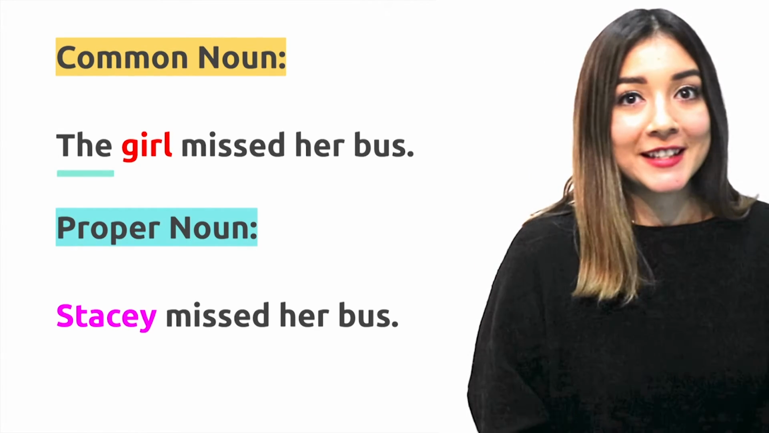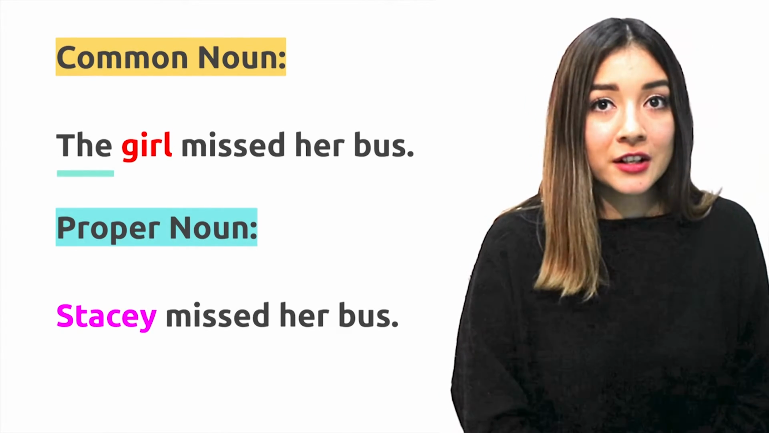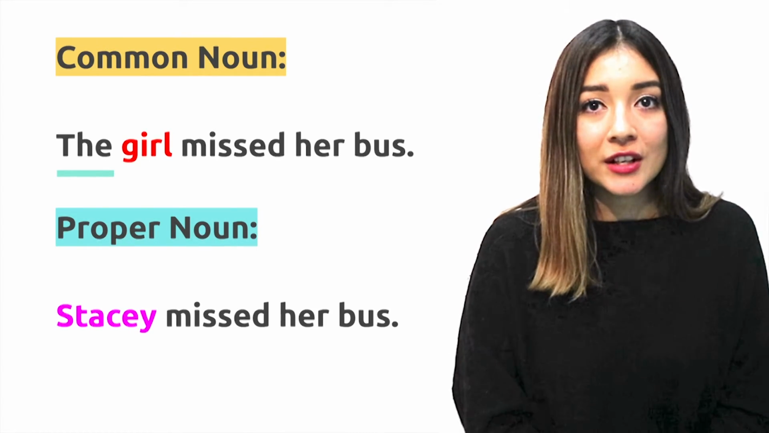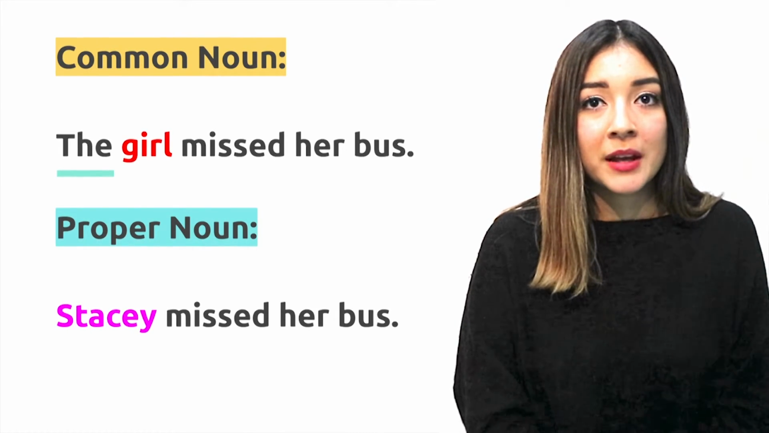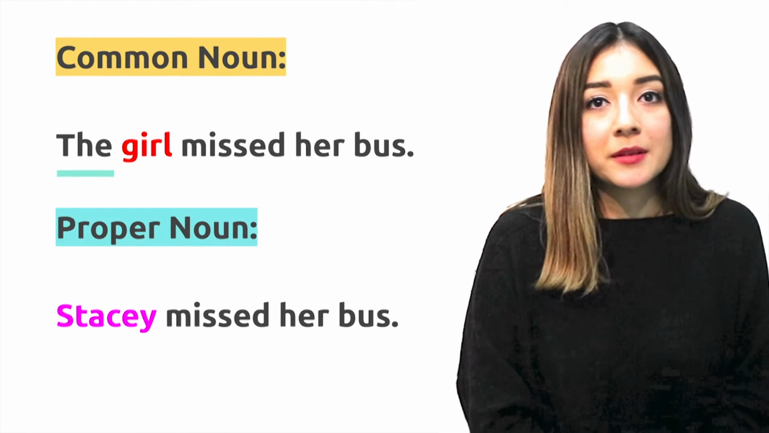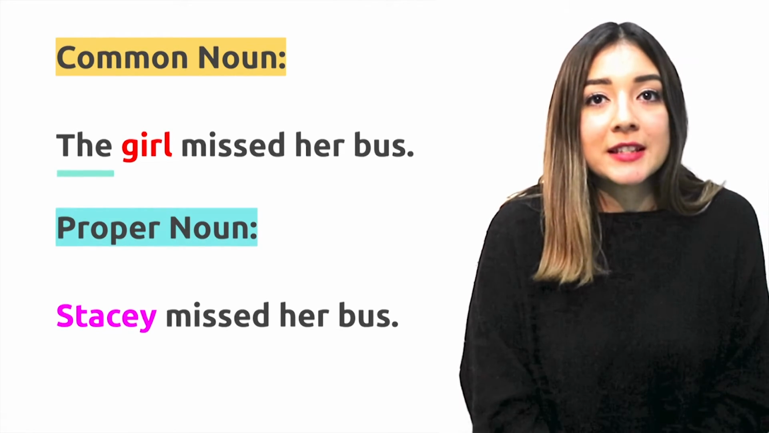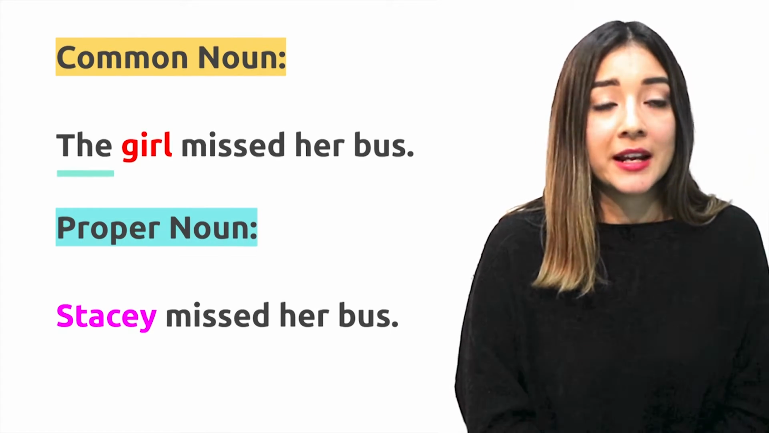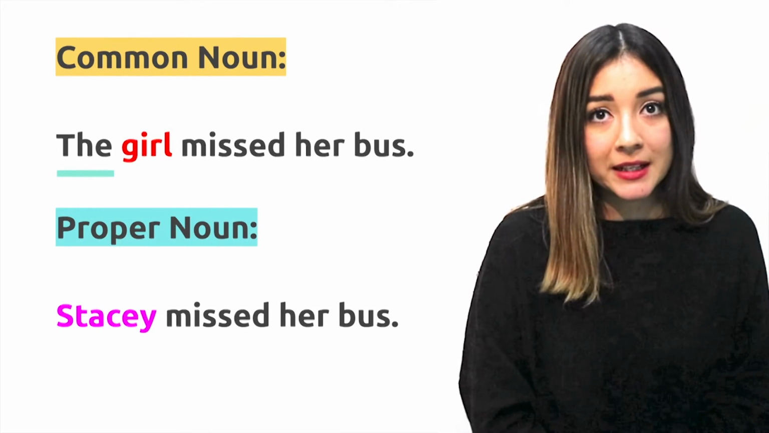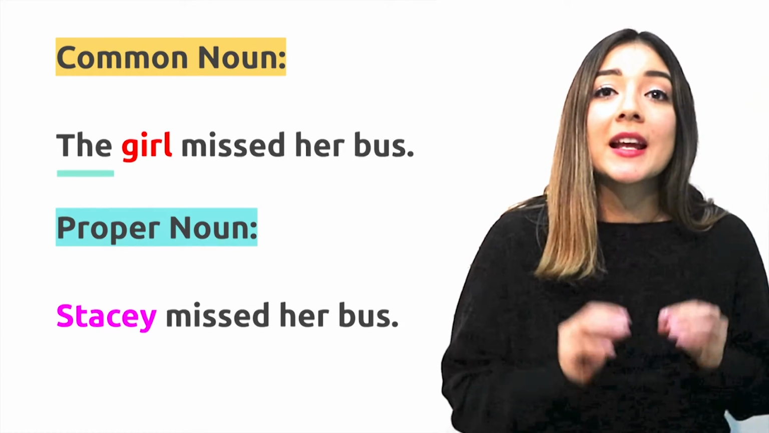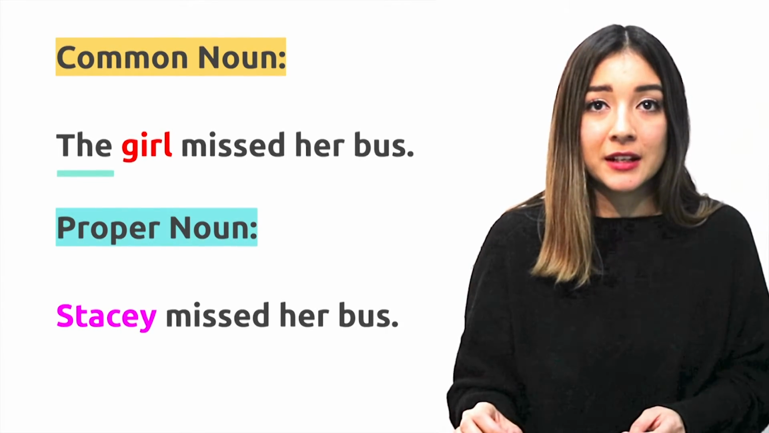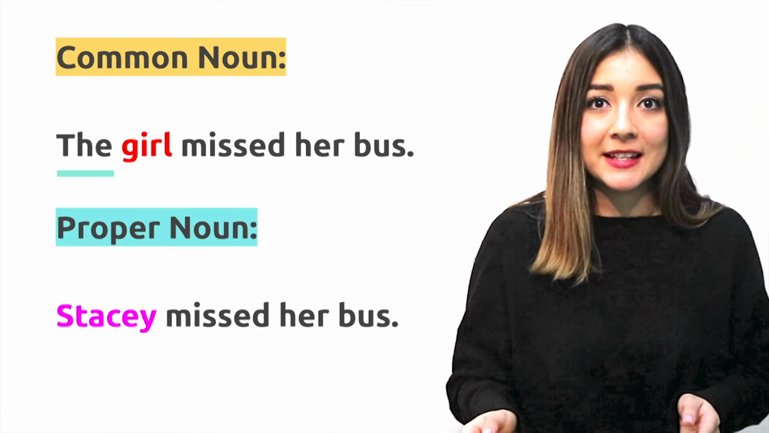Let's look at our first sentence. The girl missed her bus. In this sentence, girl is a general term. We're not naming anyone in particular, we're just stating that it is a girl. Whereas if we were to write Stacy missed her bus, we are talking about someone in particular. We're talking about a specific person, in this case, Stacy.